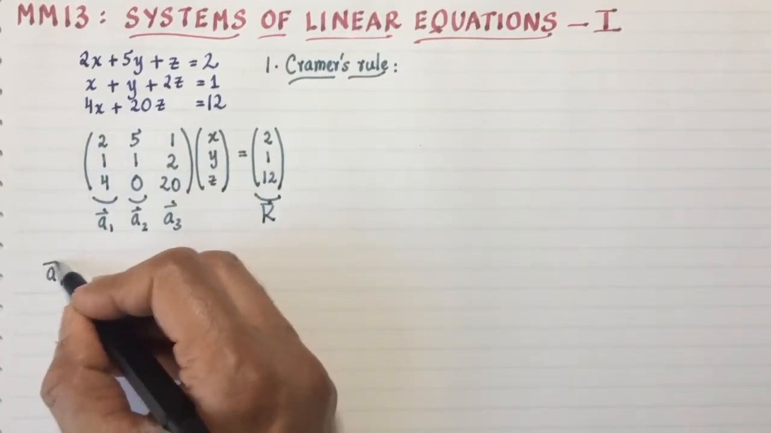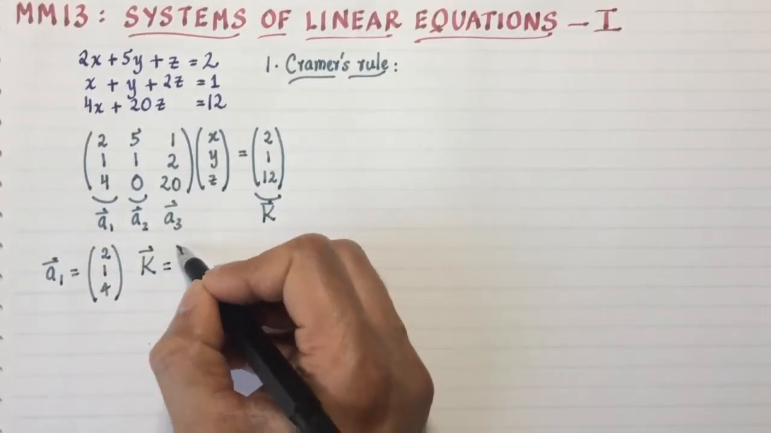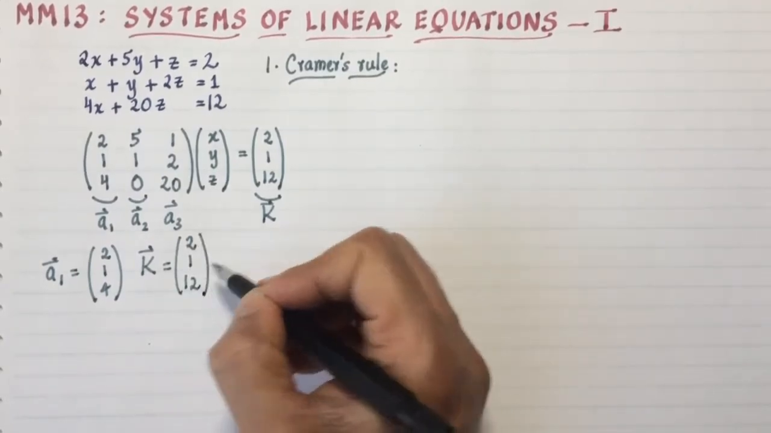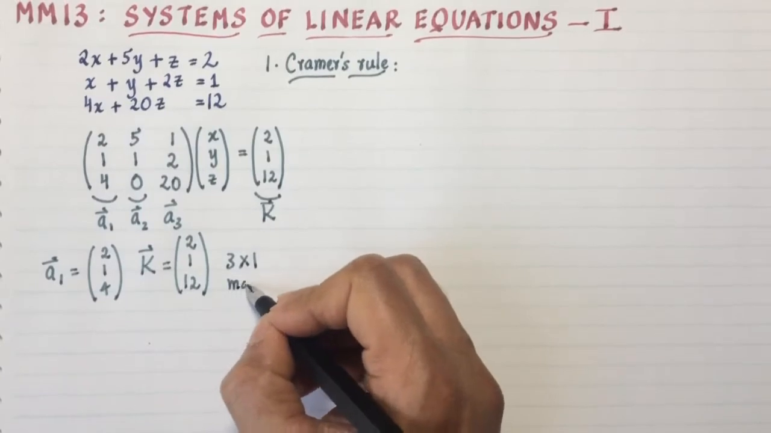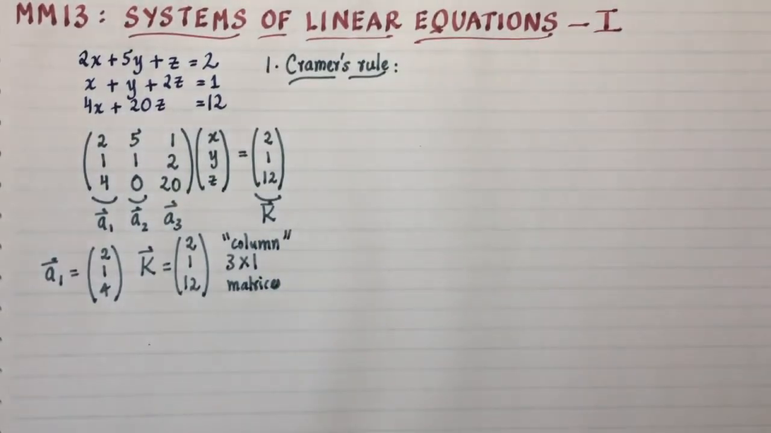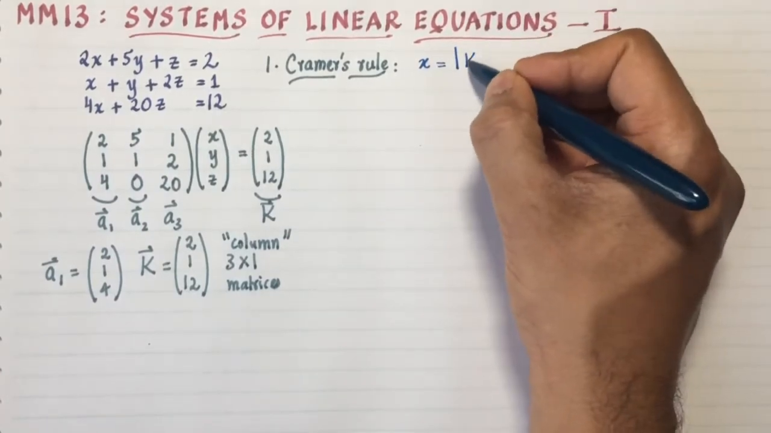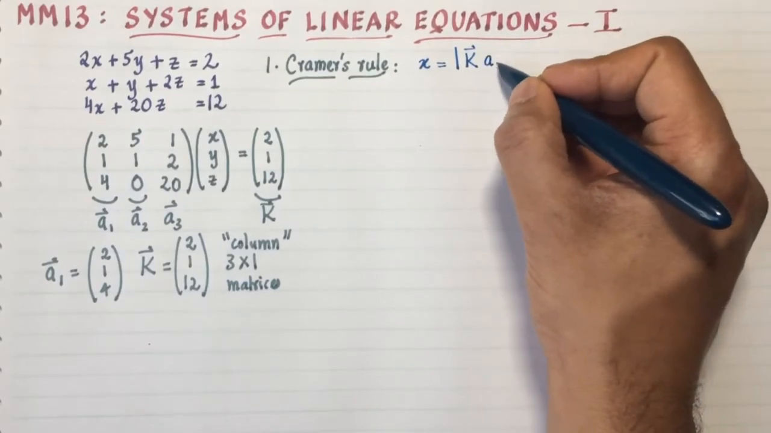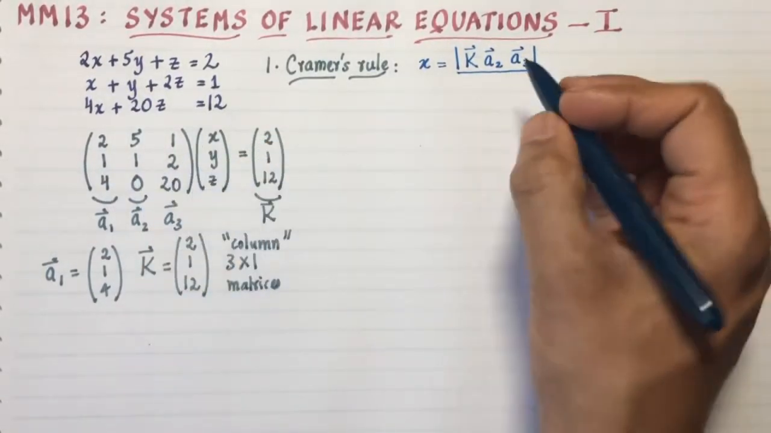For example, A1 would be written like that, and the coefficient matrix would be a column vector. And it would look like that. These are all matrices which are 3 rows by 1 column, or 3 by 1 matrices, and they're called column vectors. So if you have this notation, then Cramer's rule says the solution for your unknowns x, y, and z are given as follows. X is given by the determinant of the coefficient vector K, the vector A2, vector A3, divided by the determinant of the entire matrix.